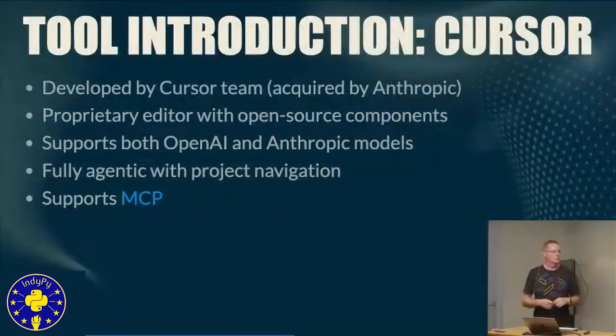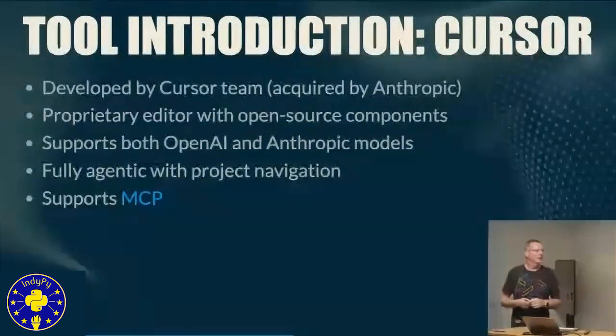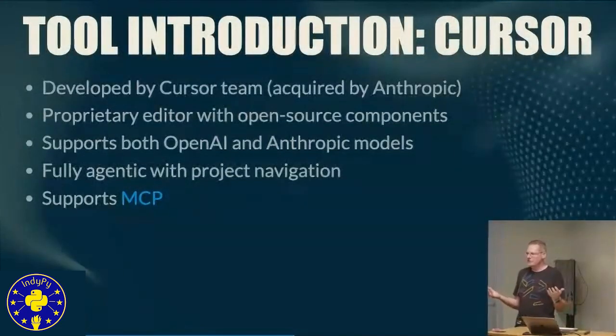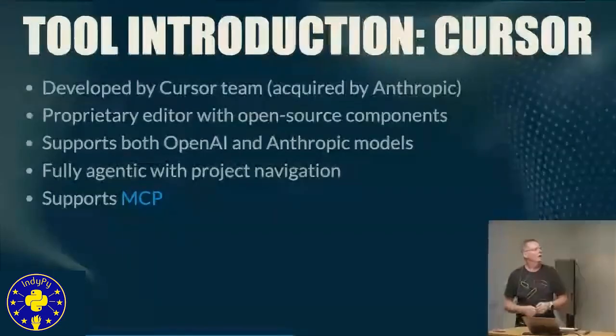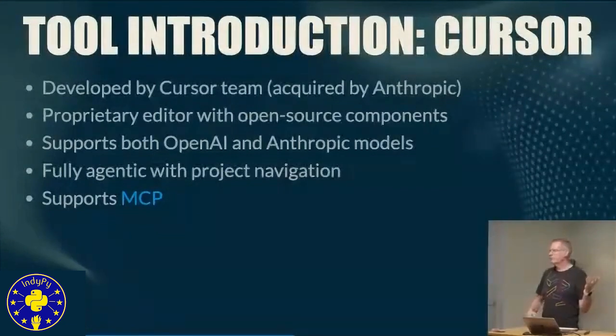Cursor, which, funny enough, was acquired by Anthropic, is a proprietary editor extension for VS Code, basically. They took open source VS Code and repackaged it into a thing called Cursor. So if you install Cursor and you're like, man, this looks like VS Code, it is under the covers. So it's a proprietary editor with open source components, but all the AI bits of Cursor are themselves proprietary. It does support actually more than OpenAI and Anthropic. It also supports the Google Gemini models out of the box now too. It's fully agentic with full project navigation. It does support MCP, so you can hook it up to additional tools.